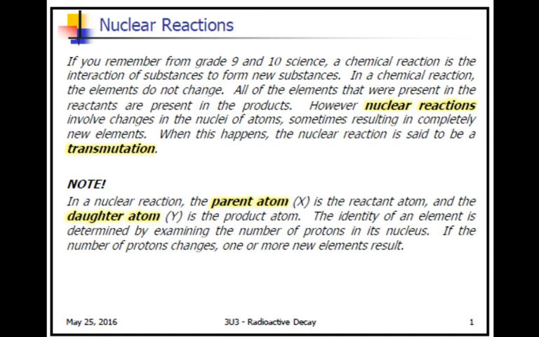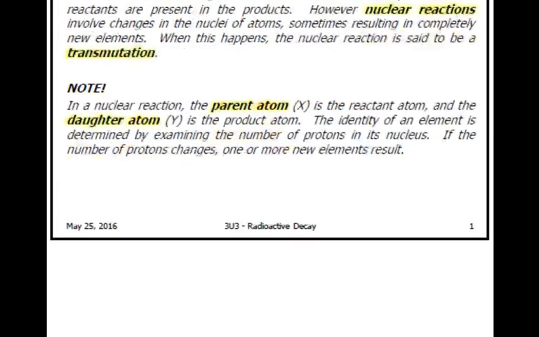potential nuclear reactions. The identity of the element is determined by examining the number of protons in its nucleus. If the number of protons changes, one or more new elements result. So basically the element's identity is in the number of protons in its nucleus.